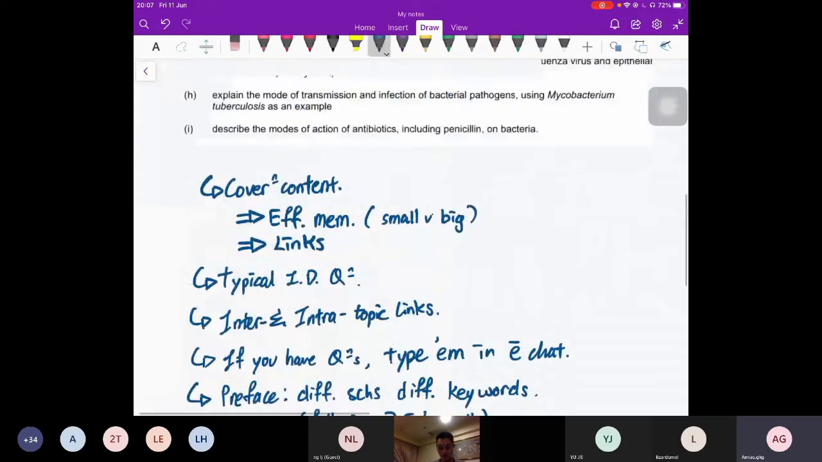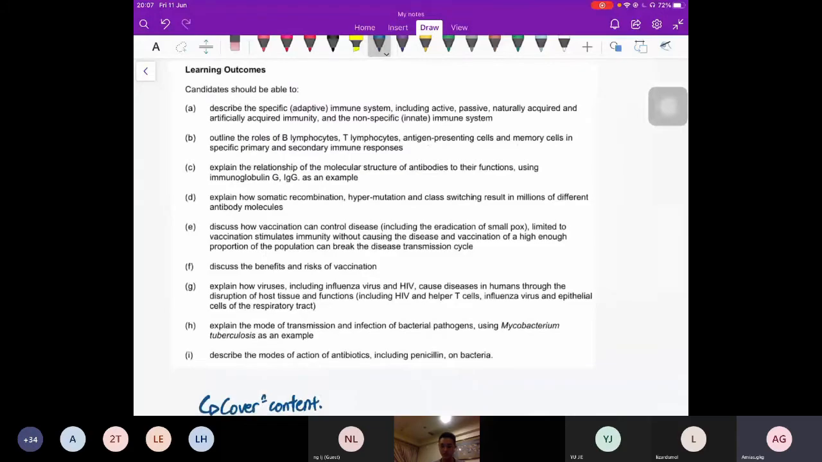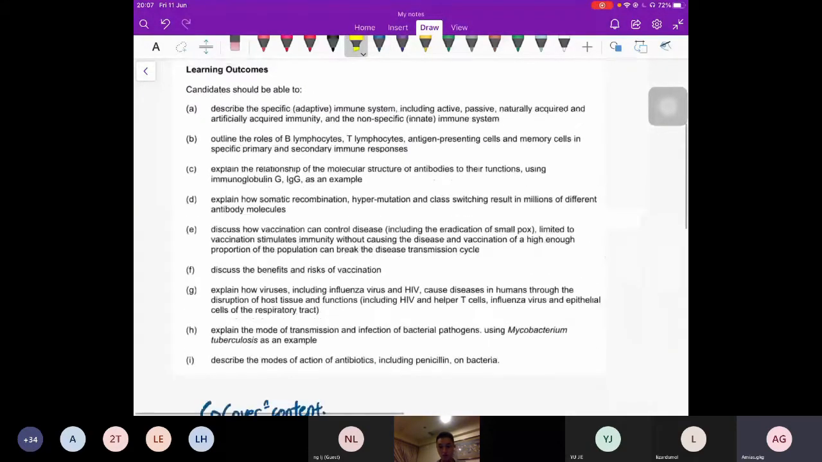So we're going to talk about the learning outcomes of infectious diseases, and this is how you should study bio. You look at your content, go back and refer to your LOs, and then see if you can answer the questions with what you have studied already.